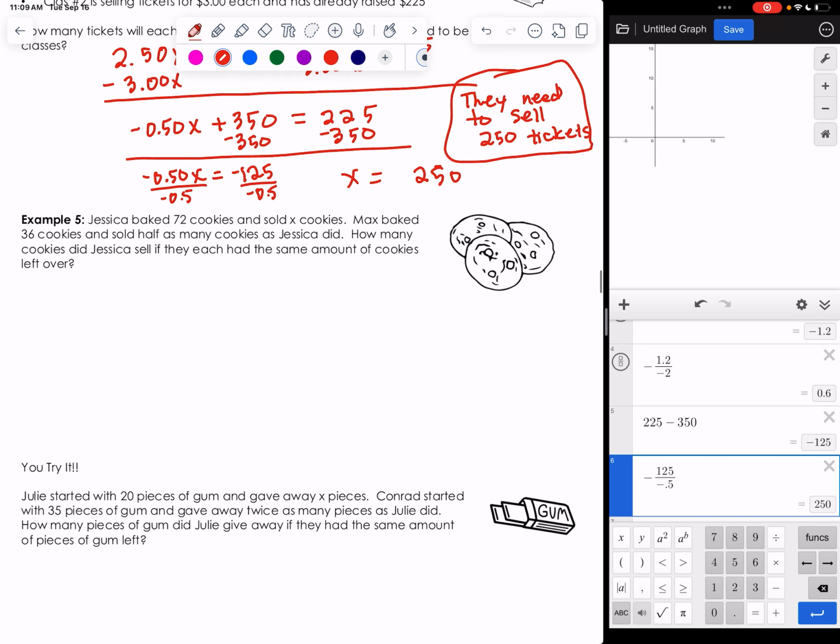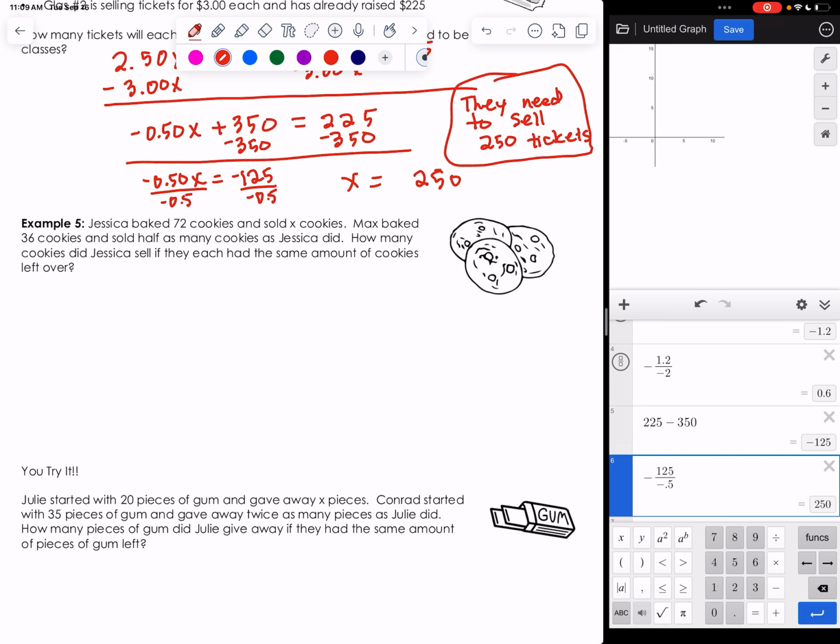All right, example 5. Jessica baked 72 cookies and sold X cookies. Max baked 36 cookies and sold half as many cookies as Jessica did. How many cookies did Jessica sell if they each had the same amount of cookies? So Jessica baked 72 and sold X, so 72 minus X equals Max baked 36 and sold half as many cookies as Jessica did, so minus 1/2 X.